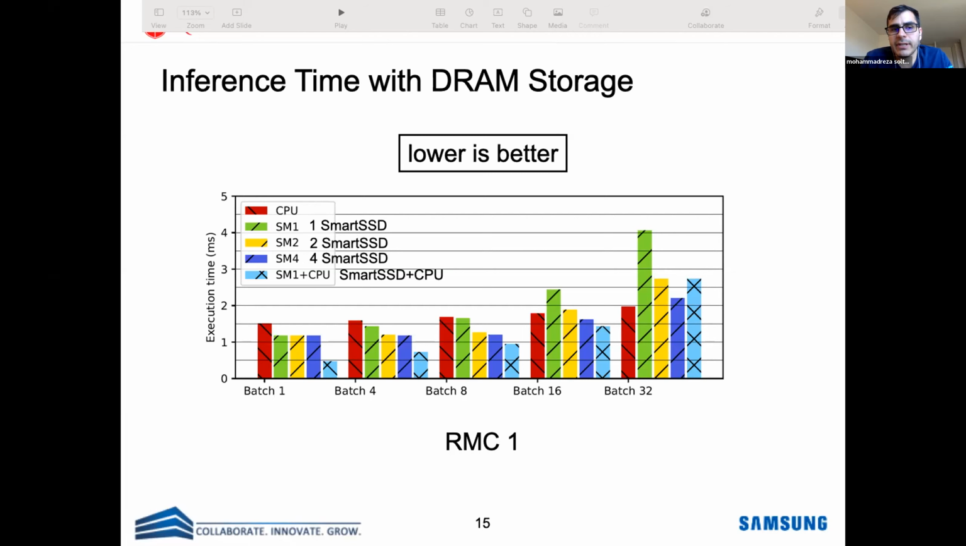The first result that I want to show is the inference time for the scenarios where data is in the FPGA DRAM. We use different configurations, such as different numbers of smart SSDs and a scenario where the computation is partially done on the FPGA and partially on the CPU. As you can see, compared to the CPU for larger batch sizes, the inference time of the smart SSD is slightly worse than the CPU, due to the fact that the memory bandwidth on the CPU is higher than the memory bandwidth on the FPGA on the smart SSD.